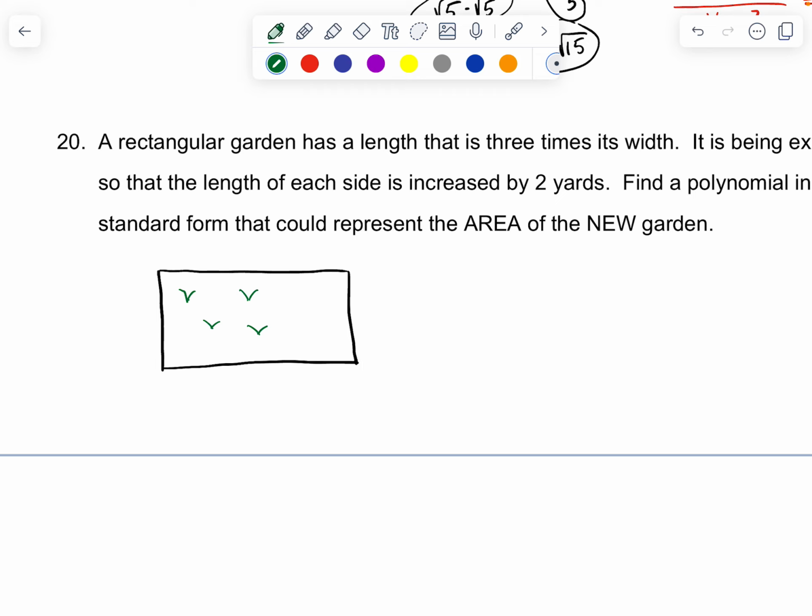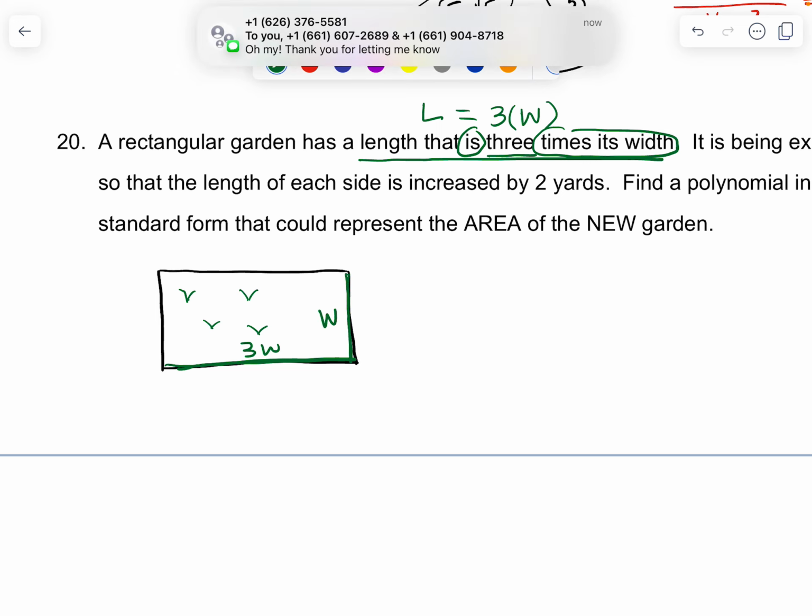So here, let's translate that. The length, I'm going to call it L, equals 3 times the width, which is W. So basically, the length is 3W. So if this is the length, that's 3W, and then we're going to call this the width, which is W. Does that make sense?